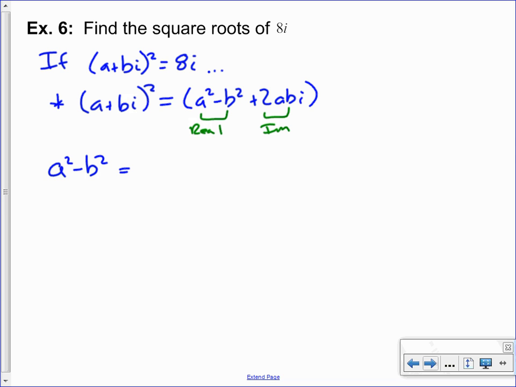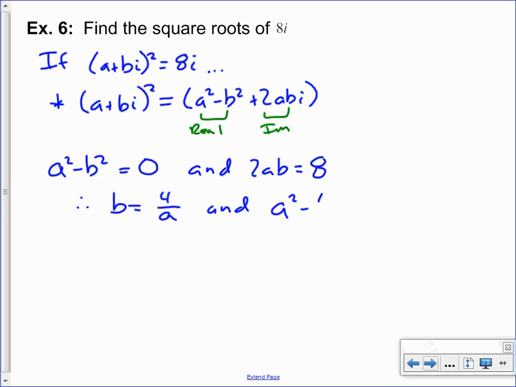The real term of this thing is 0, right? And 2ab is equal to 8. So b is equal to 4 over a. And a squared minus 4 over a squared is equal to 0, which means a squared is 16, which means a is plus or minus 4.